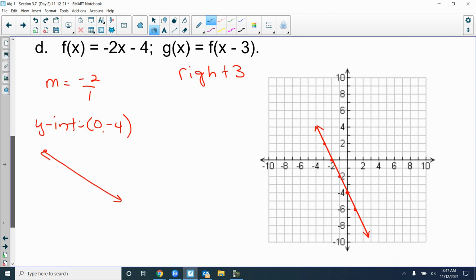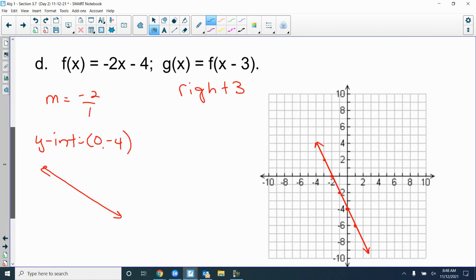So C, D, we're going right 3. So take every point that I can see, and I'm going to move it to the right. Let's see. And I'm going to connect with that line. And so there we go. All right, so that's left, right, up, or down.